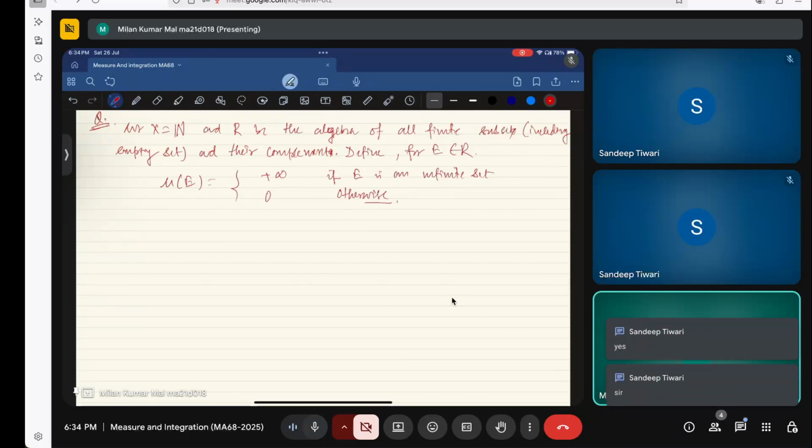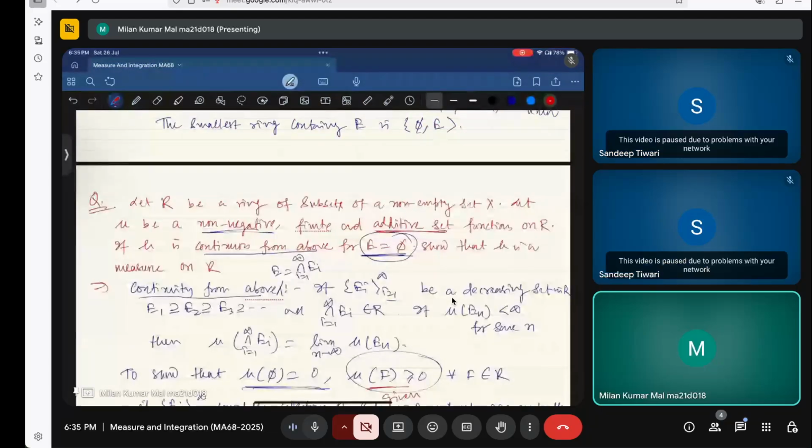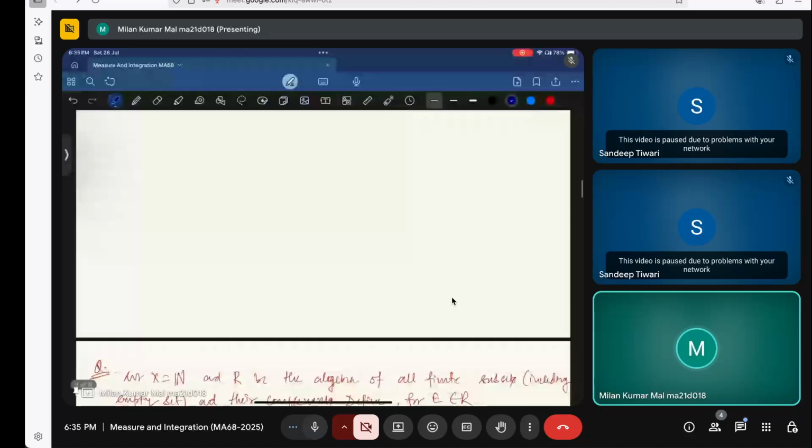So here it is actually a counterexample to the other counterexample, in the sense that mu can be continuous from above for E equals the empty set, but need not be a measure. Here I understand what I missed. I missed the additive set fact. This is what I have to use. I'll do it later, but let's do this one first, and after that I will come back to this solution.